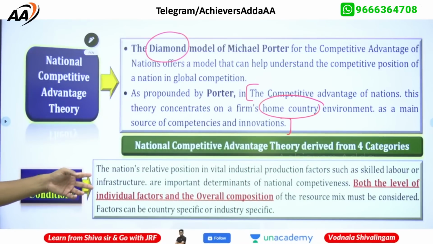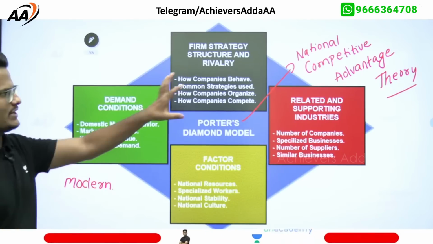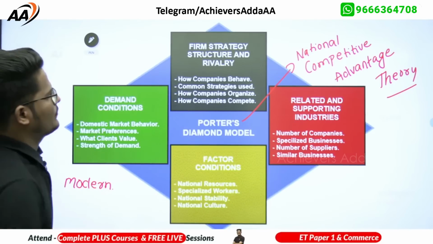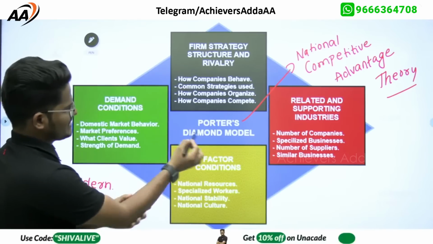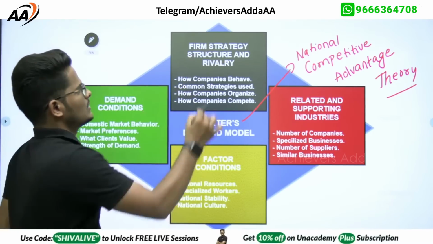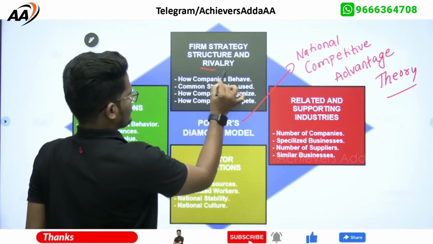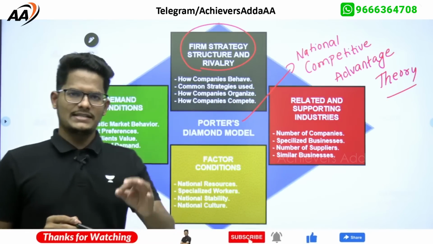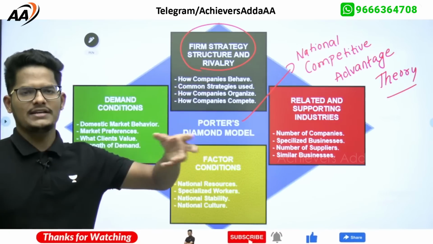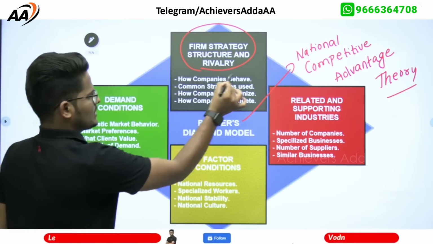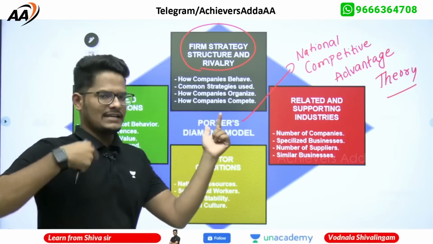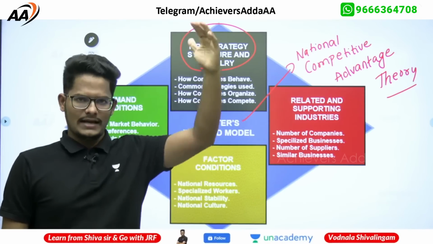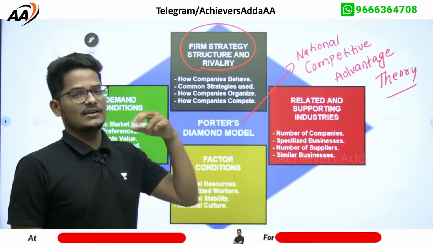So for this, a total of 4 categories are there to decide national competitiveness. 4 factors, 4 components. Porter's diamond model has, first, firm strategy, structure and rivalry. Every firm will have a proper strategy and structure, and competitor analysis will also be there. That is how companies behave, what strategy, vision and mission they have, and how companies are organized in a hierarchical level, and how companies are competing with each other.